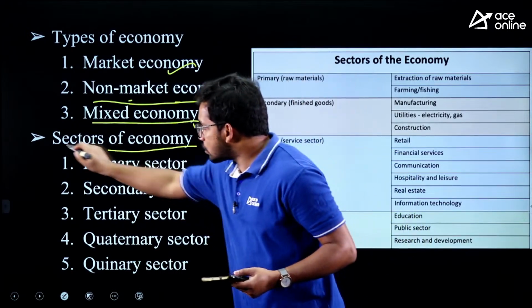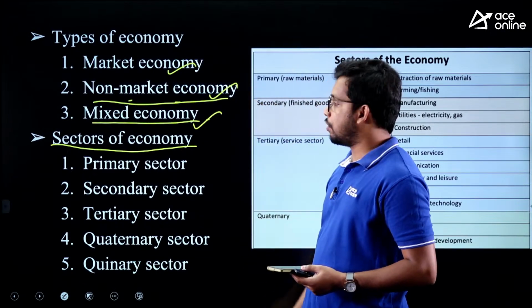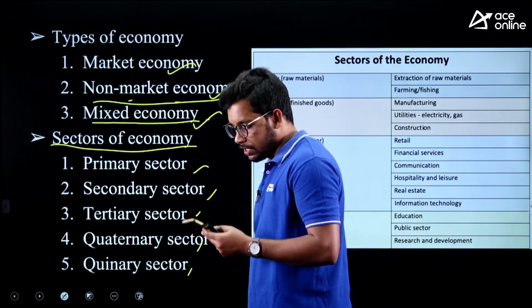Now, sectors of economy. You should not confuse the types of economy with the sectors of economy. We have the primary sector, secondary sector, tertiary, quaternary and quinary sector.